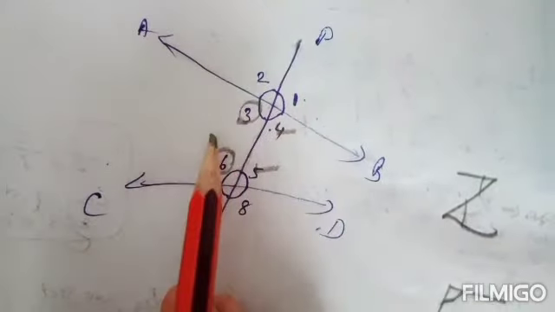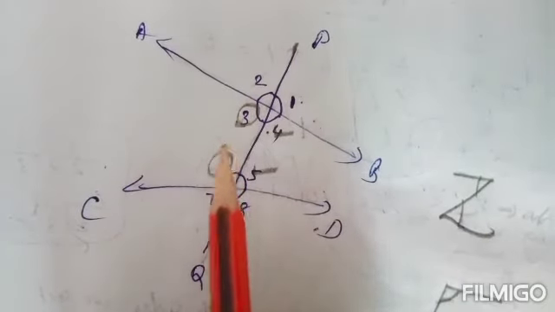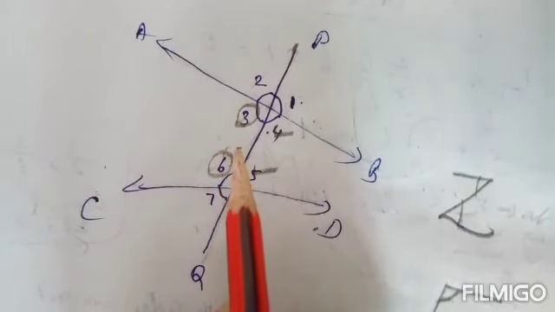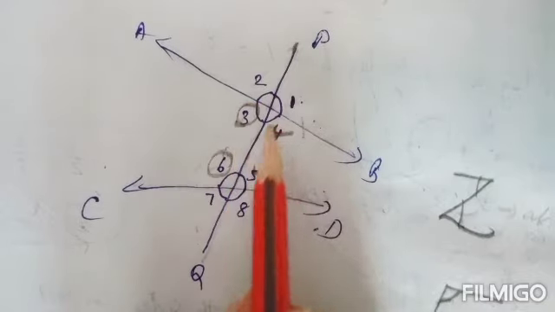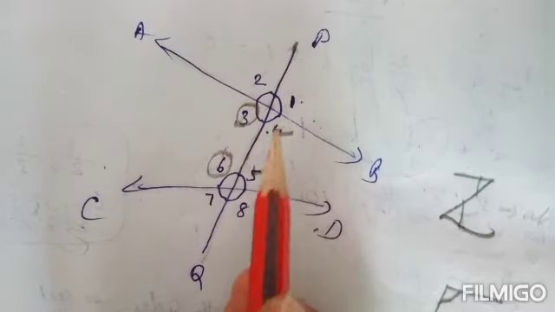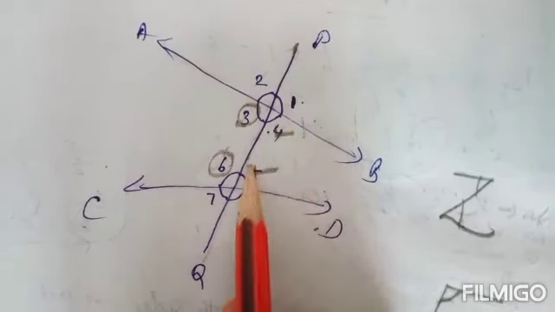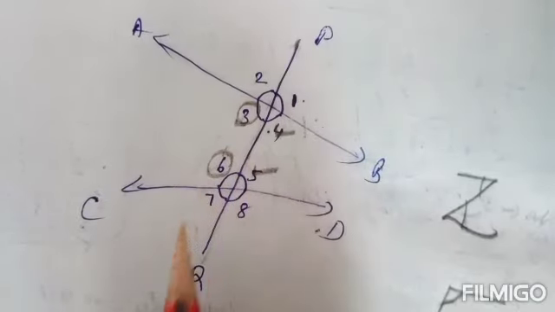Angles 3 and 6 are on the same side of the transversal. So they are called co-interior or co-joint or allied angles. Okay, similarly angle 4 and angle 5 are on the same side of the transversal. So they are called co-interior or co-joint or allied angles.